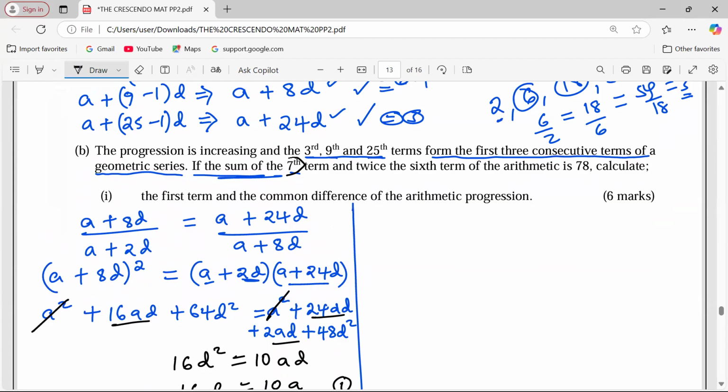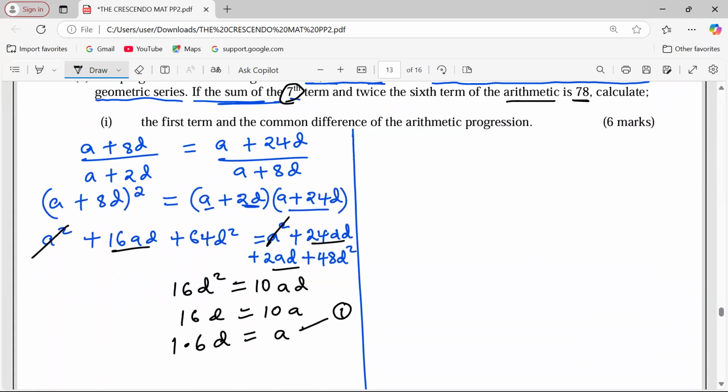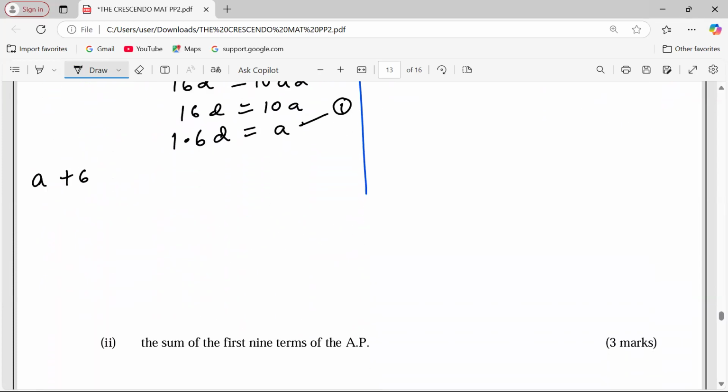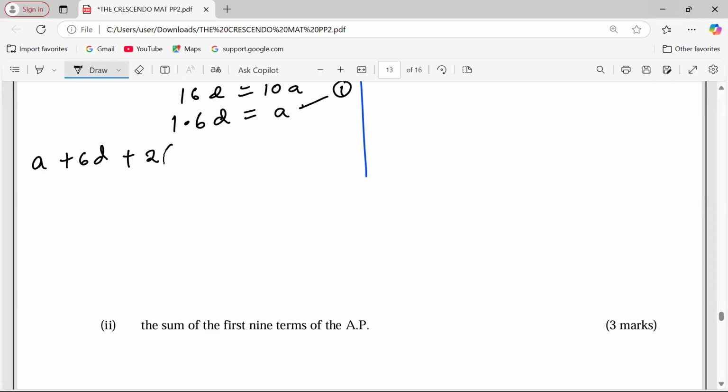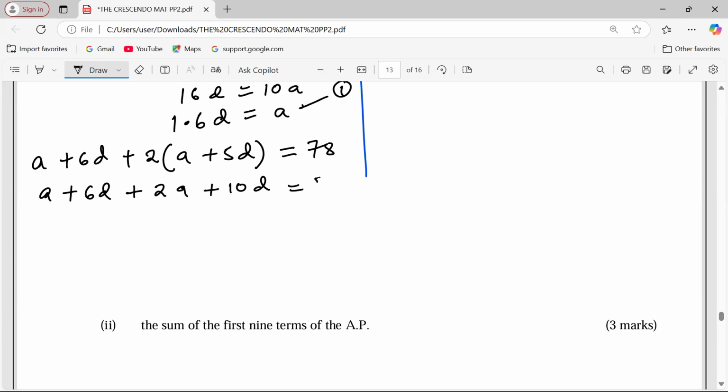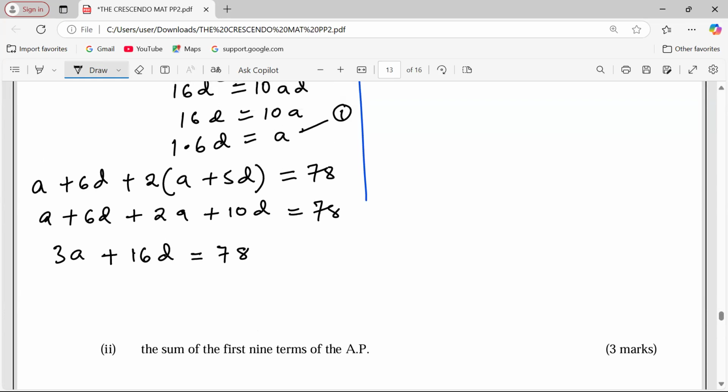If the sum of the seventh term and twice the sixth term of the arithmetic progression is 78. Arithmetic is the previous one now. So the seventh term will be given by A plus 6D. Now, when we add twice the sixth term, we're supposed to get 78. So the sixth term is A plus 5D. So this is A plus 6D plus 2A plus 10D equivalent to 78. So we can group a few terms here, whereby we will be having 3A plus 16D equals 78. This is a simple equation, so we can call it our equation 2.